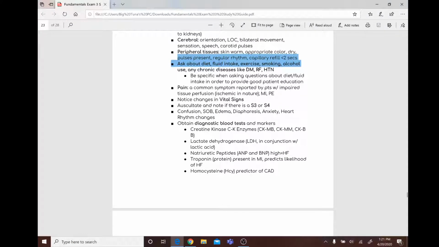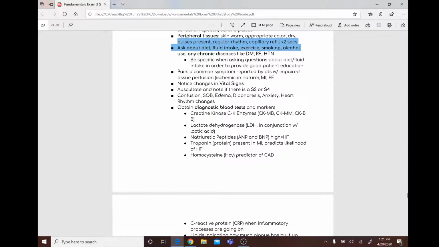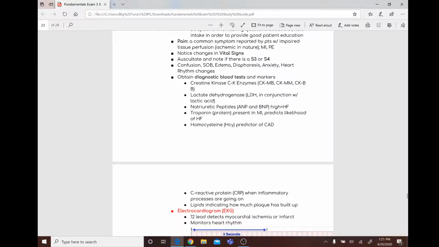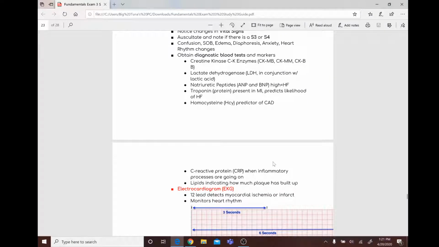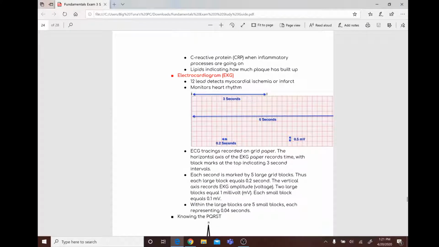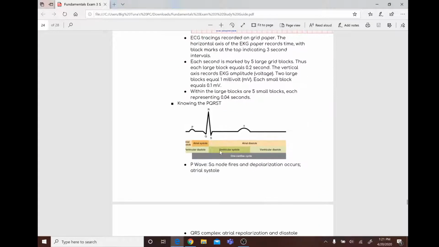What is troponin present in? MI. If we have high ANP and BNP, heart failure. Homocysteine is a predictor of CAD. CRP goes up when inflammatory processes are going on. Lipids for plaque. Okay. PQRST.